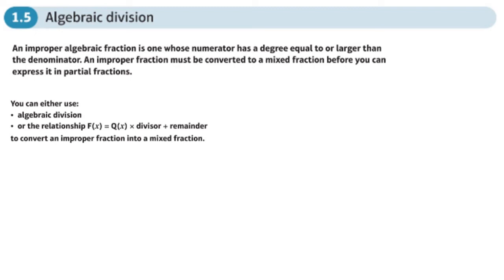This is Year 2 Pure, Chapter 1, and the last section in the chapter, and this is on algebraic division. Now, we know that with numbers or with fractions, you can get an improper fraction. Okay, so that's an improper fraction when we deal with numbers. Now, you can get an improper algebraic fraction.